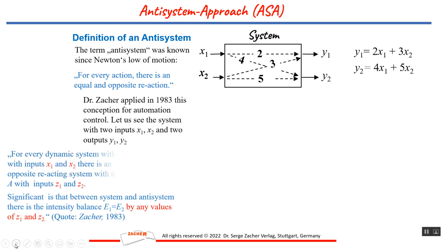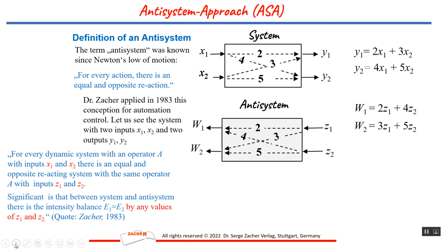For every dynamic system with an operator A with inputs x1 and x2, there is an equal and opposite reacting system with the same operator A with inputs z1 and z2. Significant is that between system and antisystem, there is the intensity balance E1 equals E2 for any values of z1 and z2.